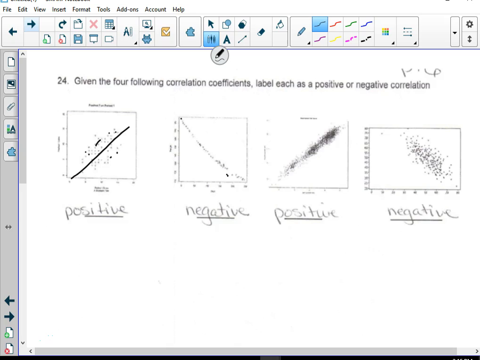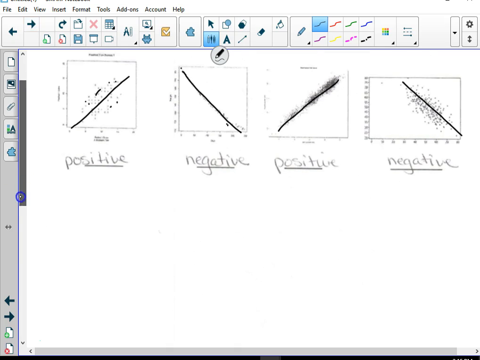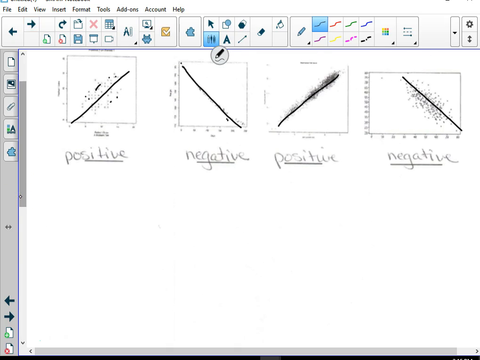Okay? So, first off, there's two things to talk about. Here you're just asking positive or negative. This is clearly a positive slope. This is a negative slope. Positive slope, negative slope. But there's one other topic we need to talk about, which will be on the test. I'm telling you right now. Hint, hint. Please listen.